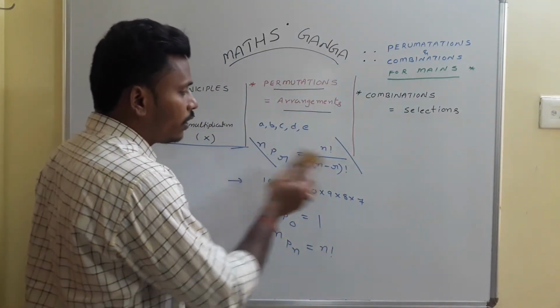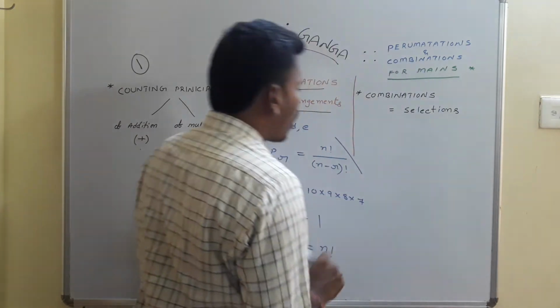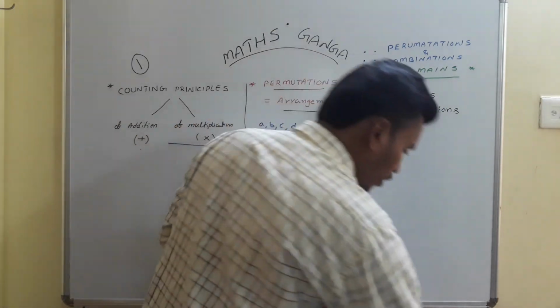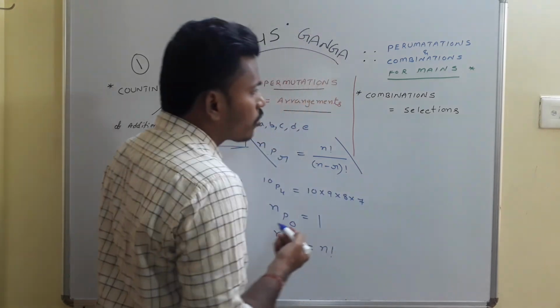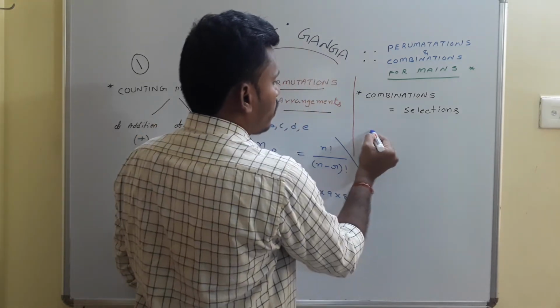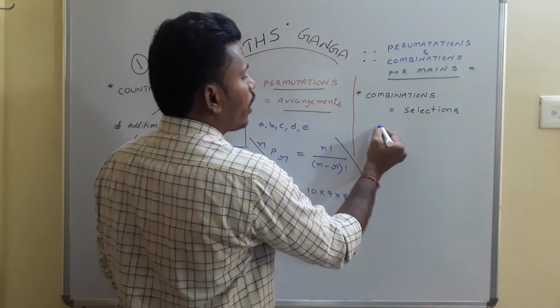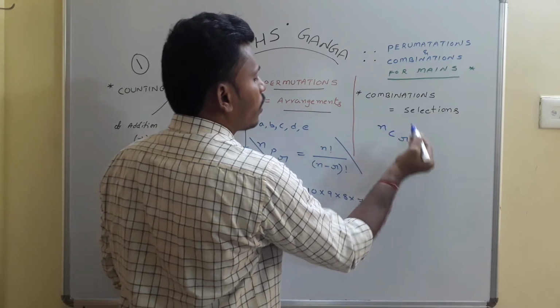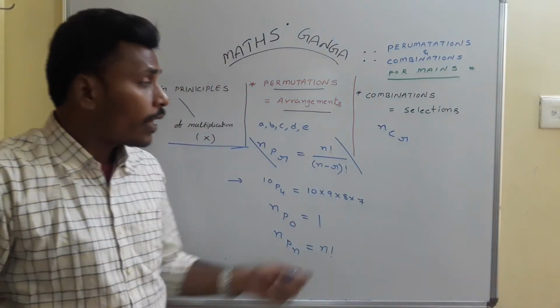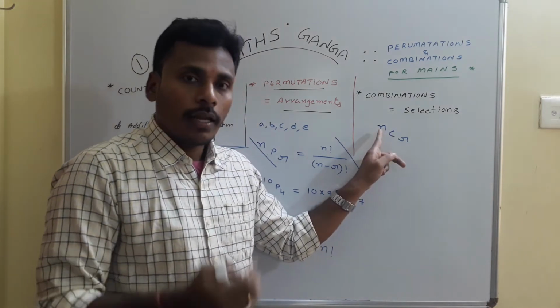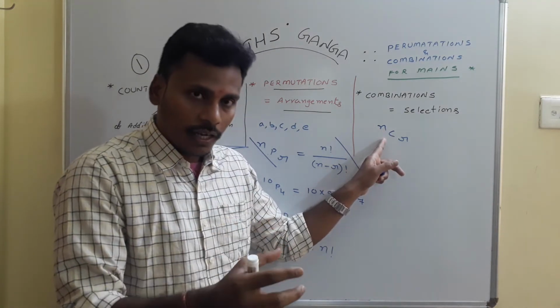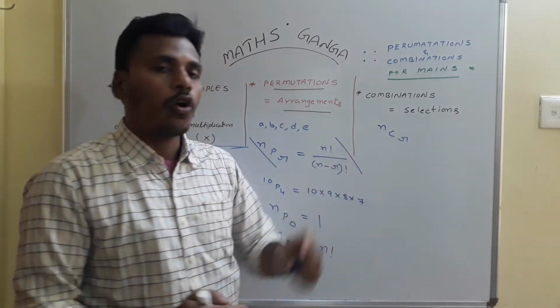So this is the definition of permutation. Coming to the concept of combination, combinations are nothing but selections. The number of combinations of r objects out of n: like nPr, here we write nCr. This nCr is nothing but the number of ways of selecting r objects out of n, the number of combinations or selections of r objects out of n.